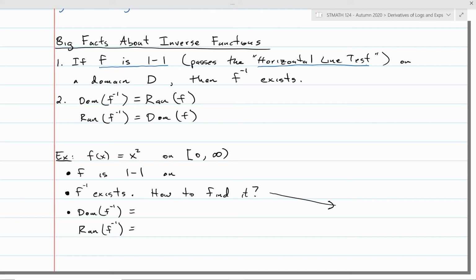So this is point number 2 here. The domain of the inverse function is just the range of your original function f. And then likewise, the range of your inverse function is just the domain of your original function. So if you understand your original function well in terms of what its domain is, that's just the allowable input values, and you know what its range is, that's just the output values that you get from the function, then you know all the good stuff that you need to know about your inverse function too.